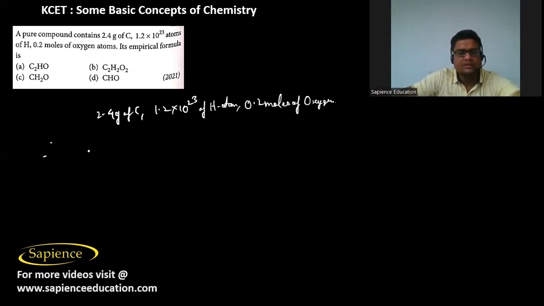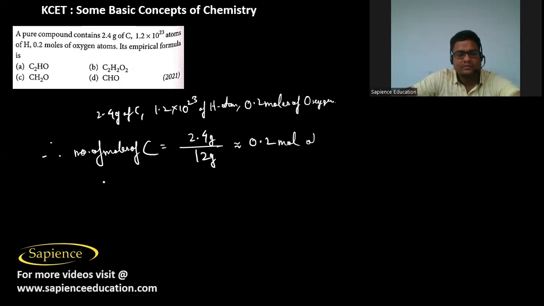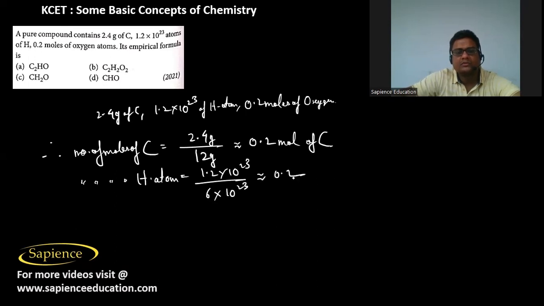So now, therefore, the number of moles of carbon will be equal to 2.4 gram divided by the molar mass of carbon, that is 12 gram. So that is 0.2 mole of carbon. Then the number of moles of hydrogen atoms will be equal to 1.2 into 10 power 23 divided by 6 into 10 power 23. So that is also 0.2 mole of hydrogen atoms.